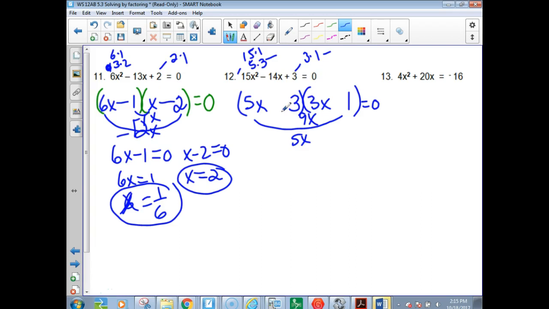They both need to be negative so that the last thing is positive. Negative 3 times negative 1 is positive 3. And then add up negative 9x and negative 5x is negative 14x. So I take 5x minus 3, set it to 0, and solve. I get 3/5. I take 3x minus 1, set it equal to 0, and I get 1/3.